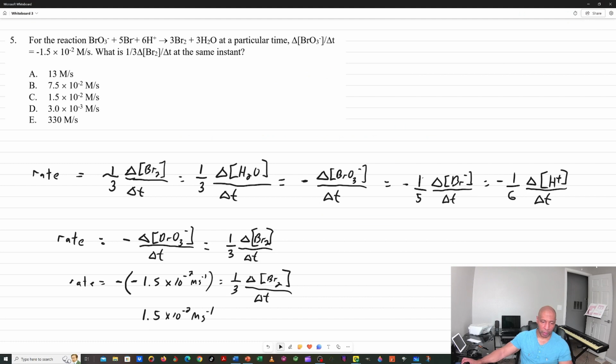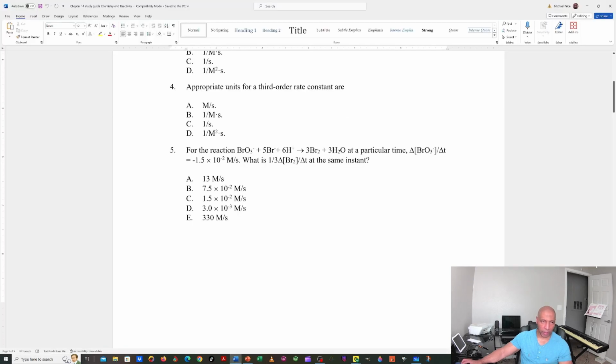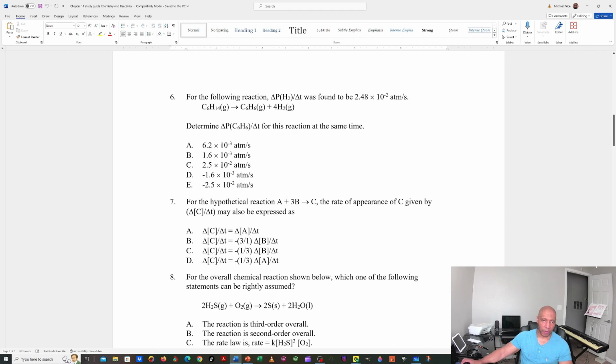All right. So going back to the PowerPoint, let me see the lecture notes. Number 6. For the following reaction, the change in my H2 concentration with respect to the change in time. Okay, guys, remember that if it's a gas, the partial pressure is proportional to the concentration. So we can use partial pressures in lieu of concentration.